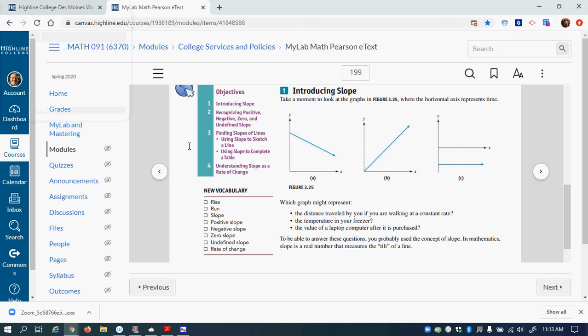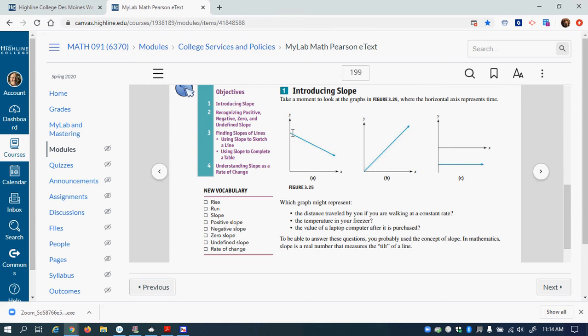So this section is 3.4, and it's basically introducing slope. Take a look. We're on page 199, and I'm looking at three graphs. This graph here, A, shows a graph where the slope is decreasing. This is a decreasing slope. Okay. We read graphs, by the way, from left to right. So we always start from the left of the graph and read it.